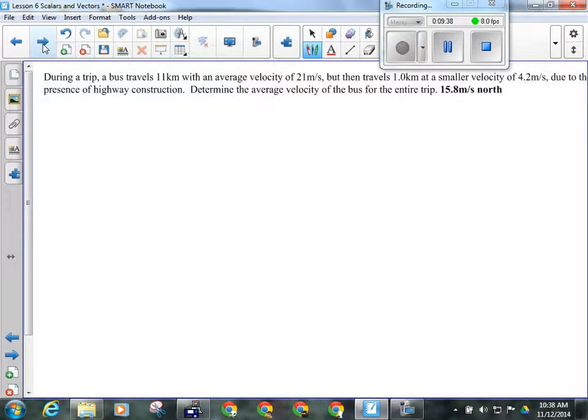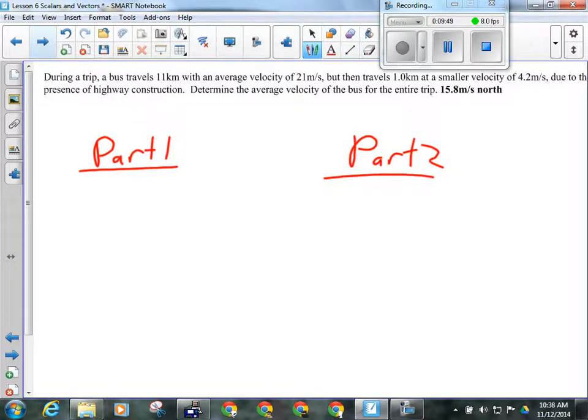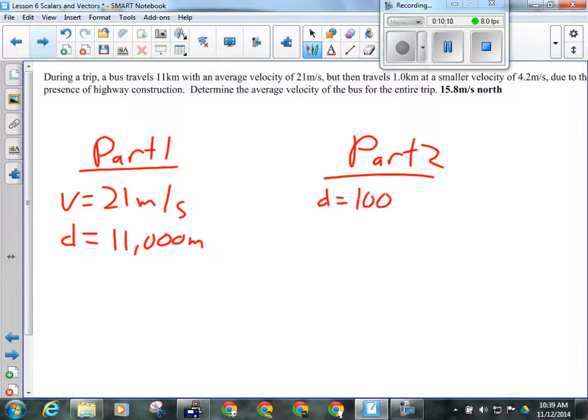This is one of those 2-part ones where we have to find total distance and total time. So what we want to do is write down our givens for part 1 and for part 2. In part 1, it goes 11 kilometers at a velocity of 21 meters per second. Since my velocity is in meters per second, what should my distance be in? Meters. That's easy. There's 1,000 meters in a kilometer, so this is 11,000 meters. For part 2, the givens are distance again, this time 1,000 meters, 1 kilometer, and a speed of 4.2 meters per second.